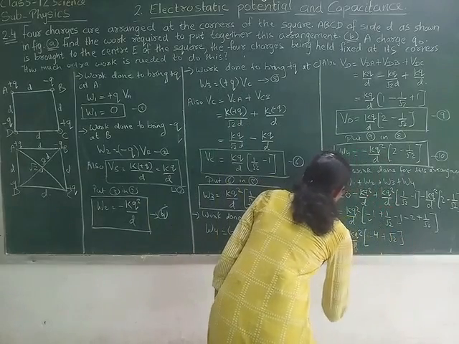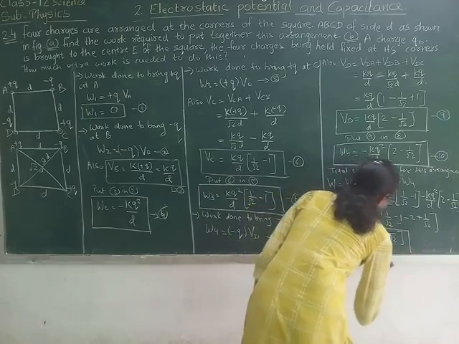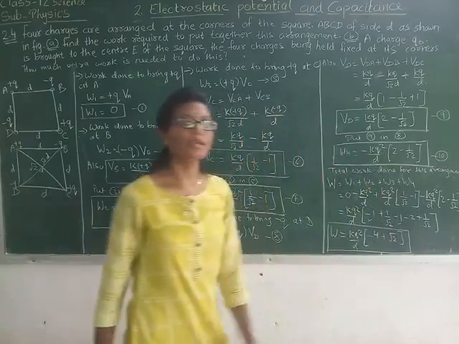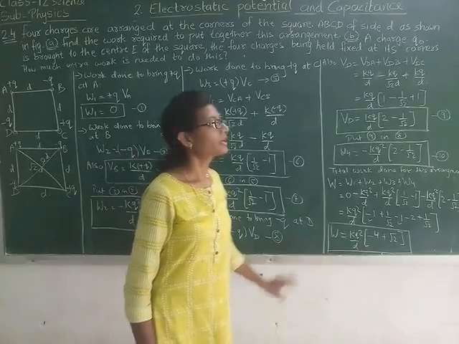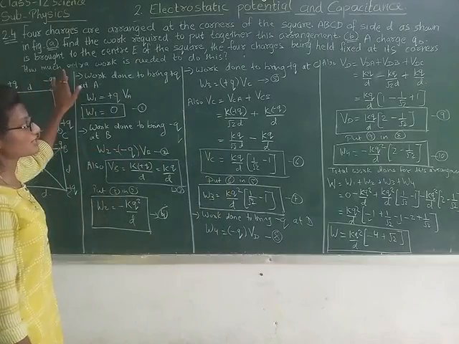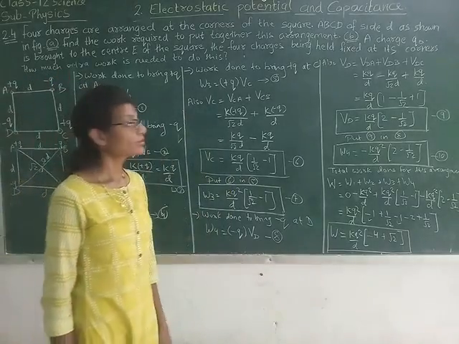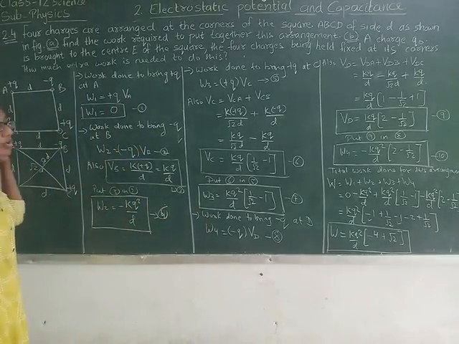So this is the total work done to bring all the charges at the four corners of the square. So students, first you may copy down this, then we will see what is the work done, or how much extra work is needed to do this. That means to place the Q0 charge at the center of the square.